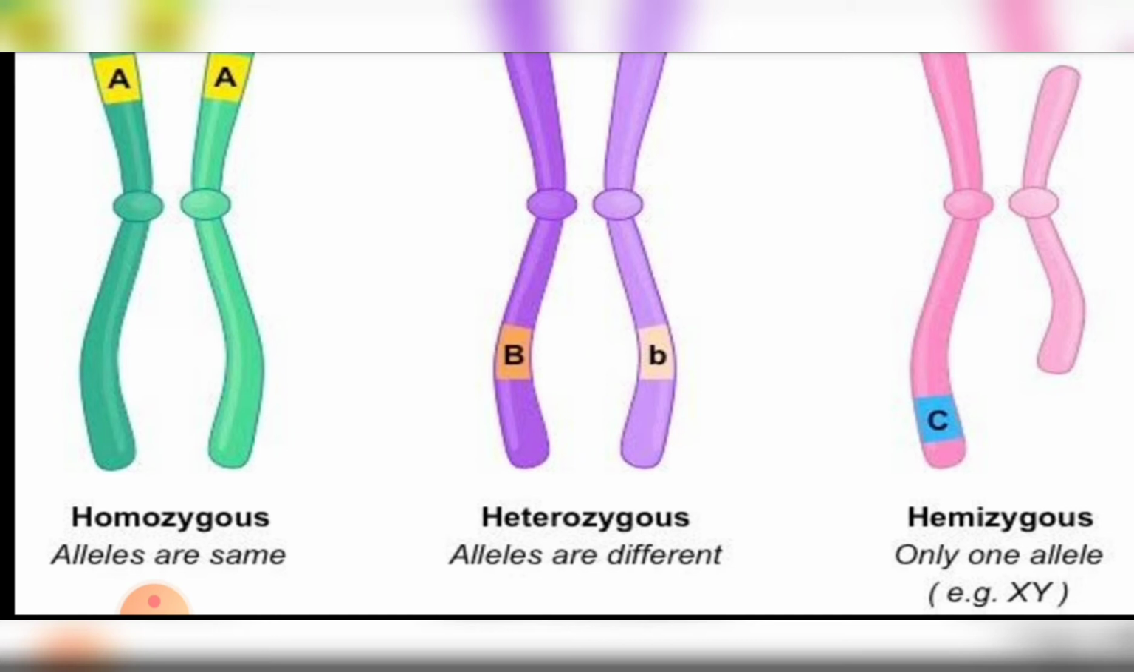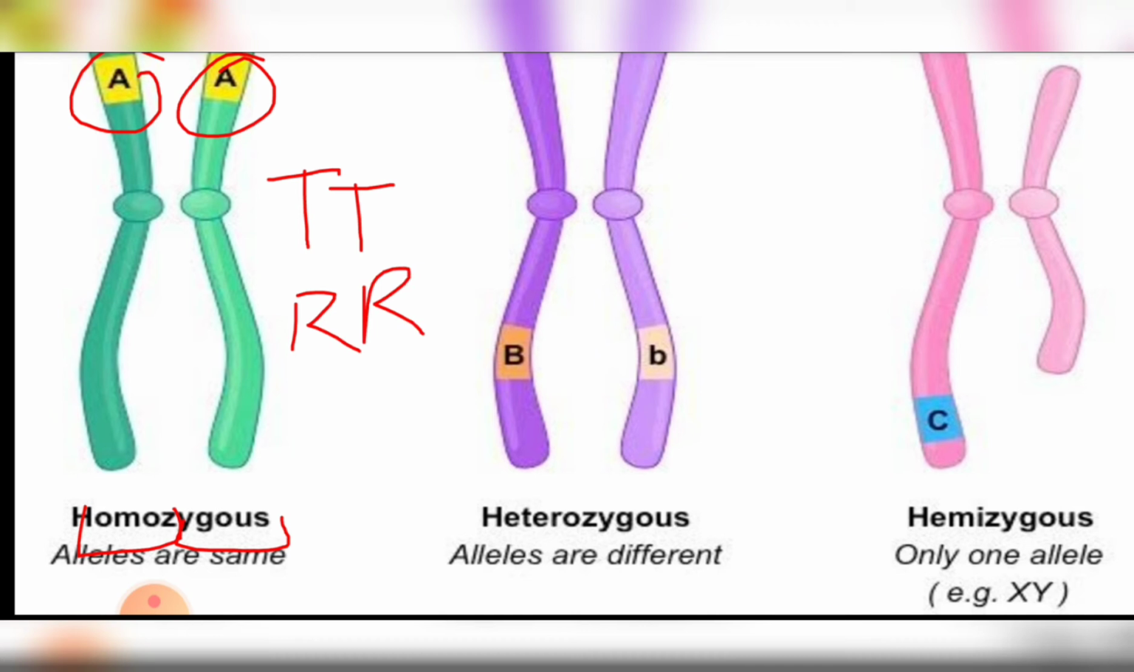What is the difference between homozygous, heterozygous and hemizygous? Homozygous: homo means same and zygous means zygote. In homozygous, a zygote is formed by the fusion of two gametes having identical factors. It is called a homozygote, and the organism developed from this zygote is called homozygous. For example, here you can see capital A, capital A, capital T, capital T, capital R, small t, small t.